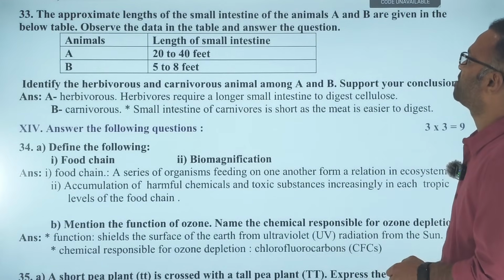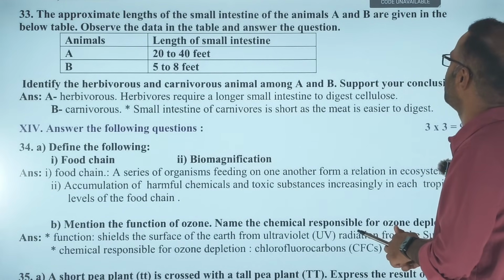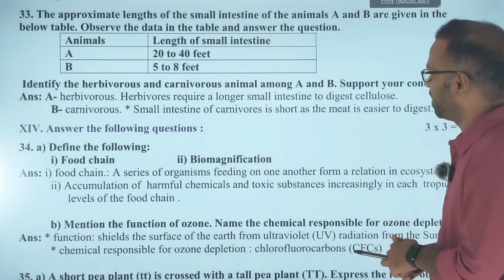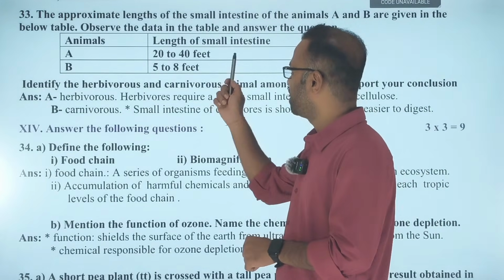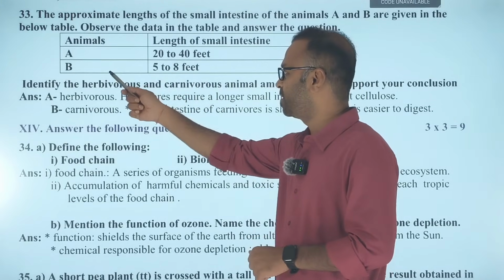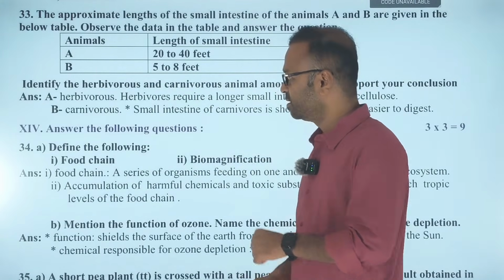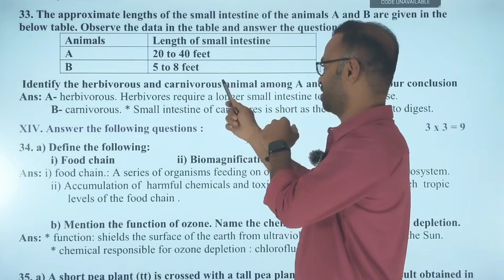Okay, now see here the next question. The approximate lengths of the small intestine of the animals A and B are given in the table. Observe the data in the table and answer the following question. Animal A, the length of the small intestine is 20 to 40 feet, and animal B is 5 to 8 feet. Okay. Identify the herbivorous and carnivorous animals.